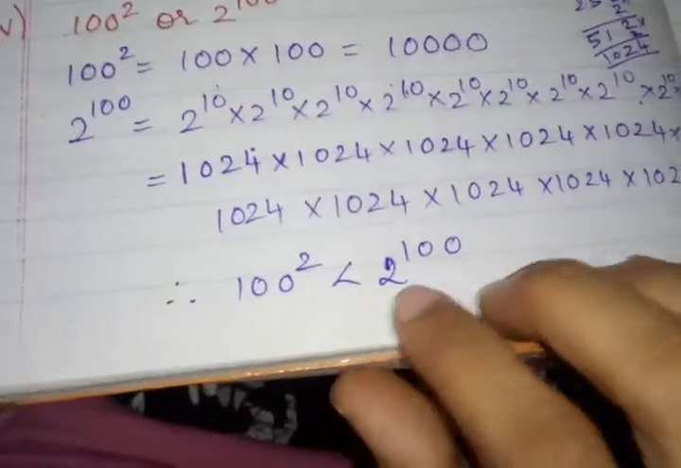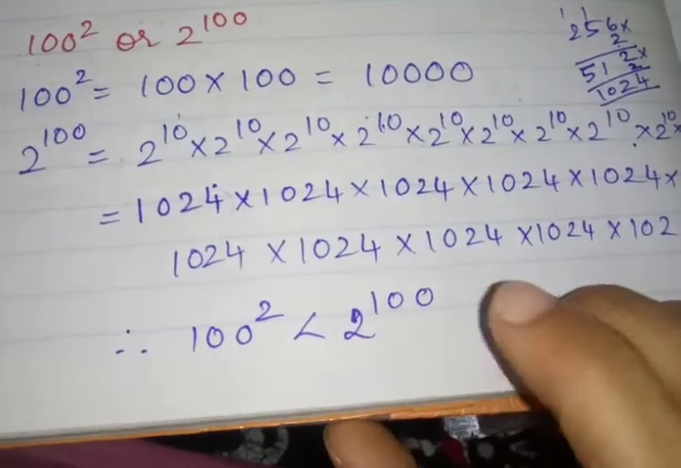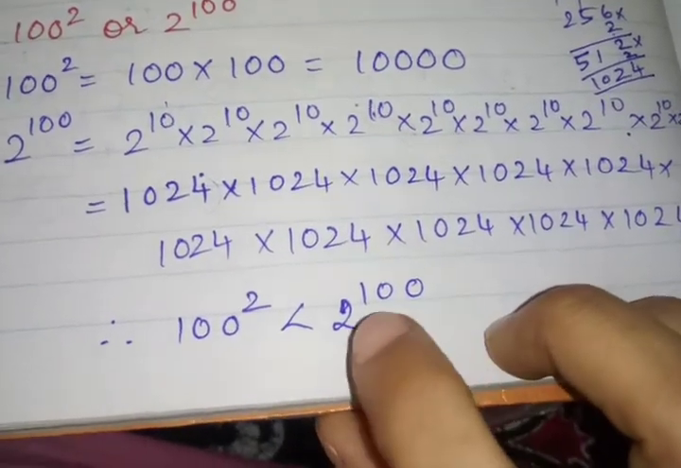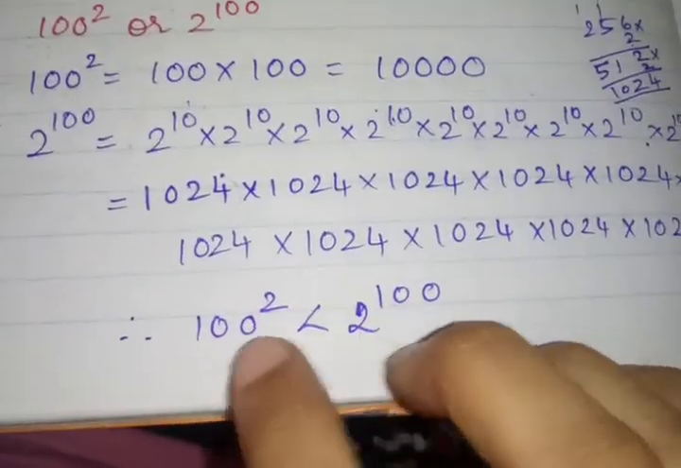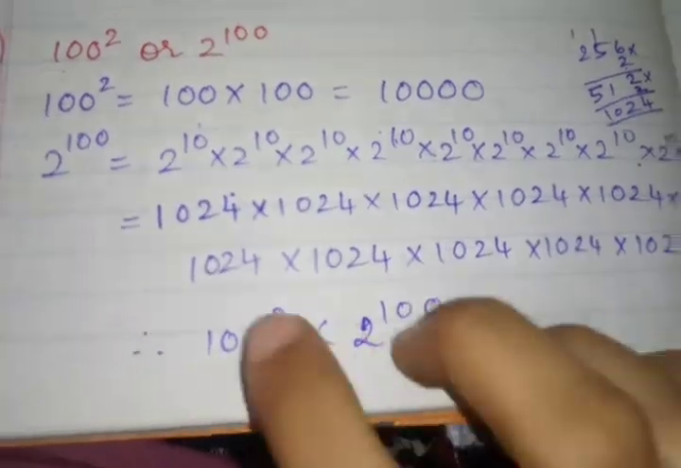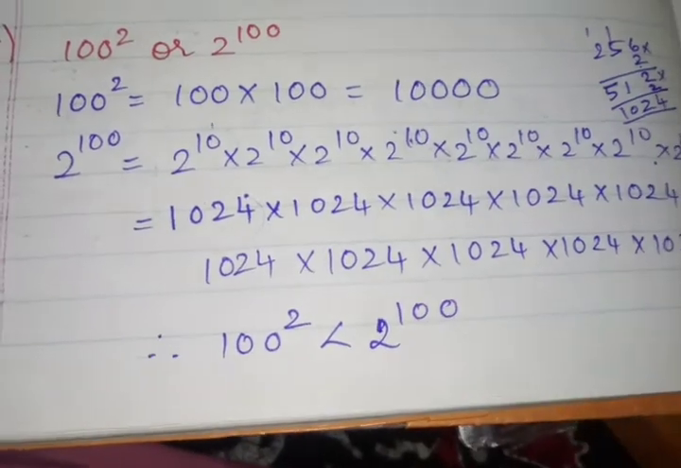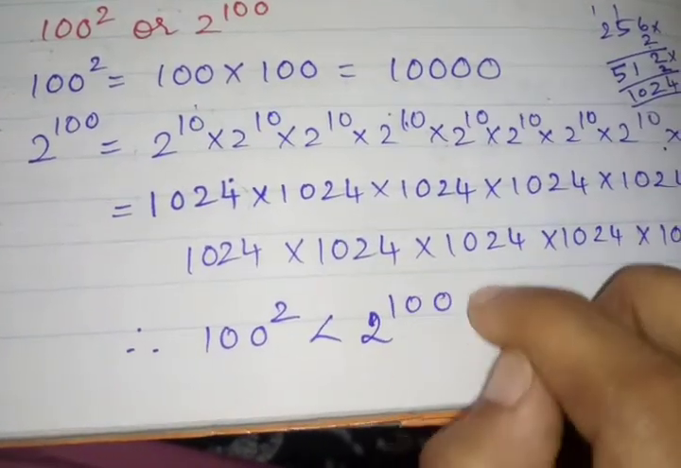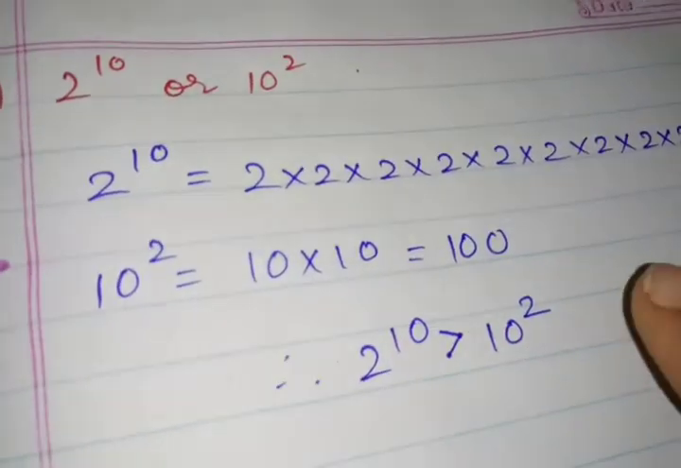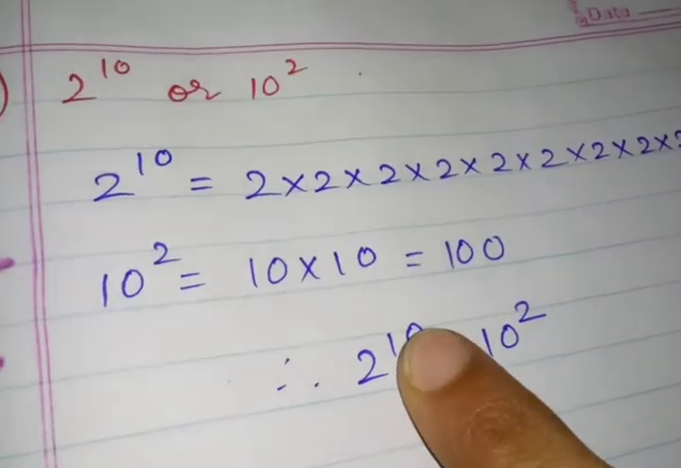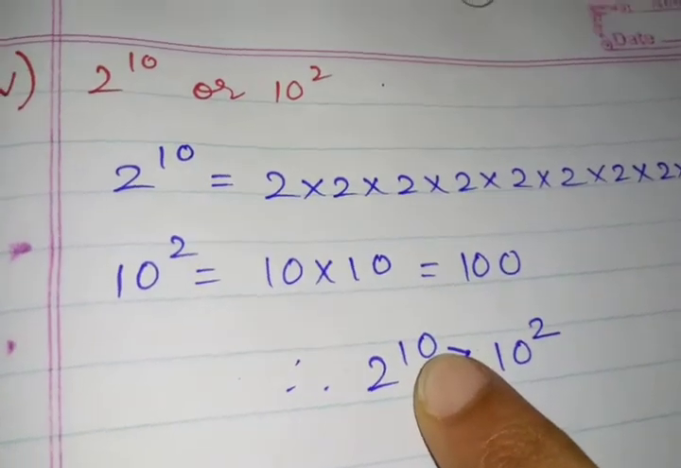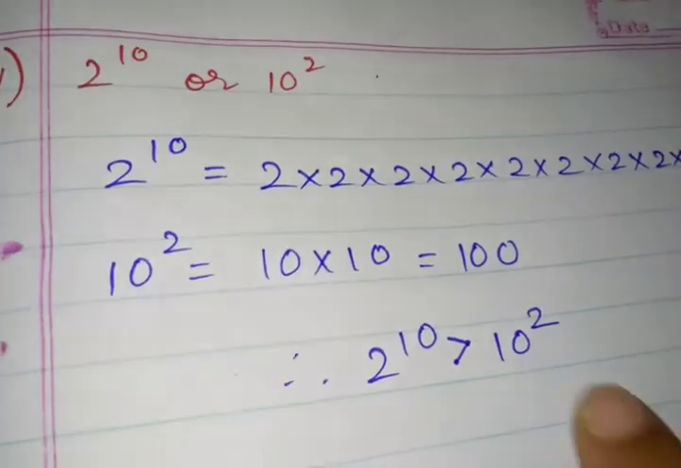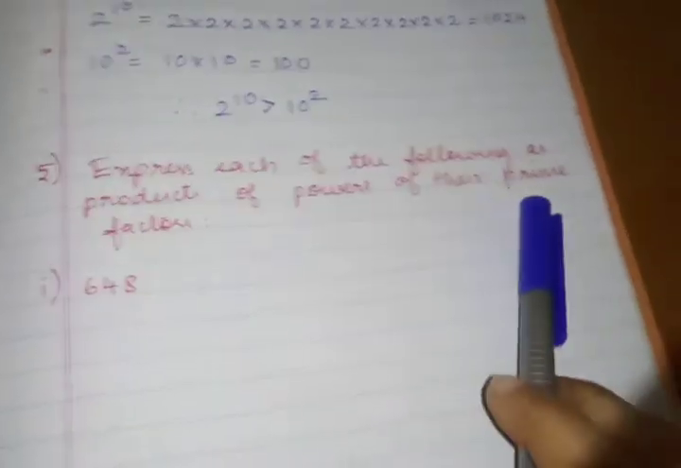Next, here 2 power 100 is greater. I told you, when the same two numbers are there, the base and power are just exchanged. So if this is the case, the number with larger power is greater. Here see, 2 and 10 are used. In this, 2 power 10 is greater because I told you if two numbers are there, the number which has the highest power is greater. Understood? Fifth problem.